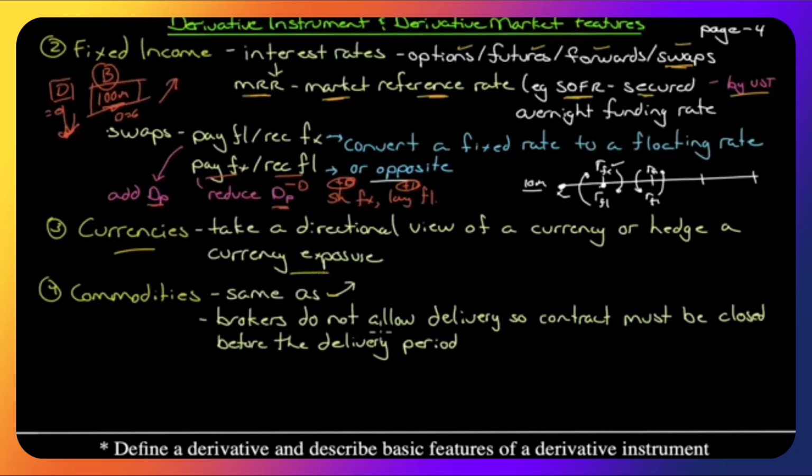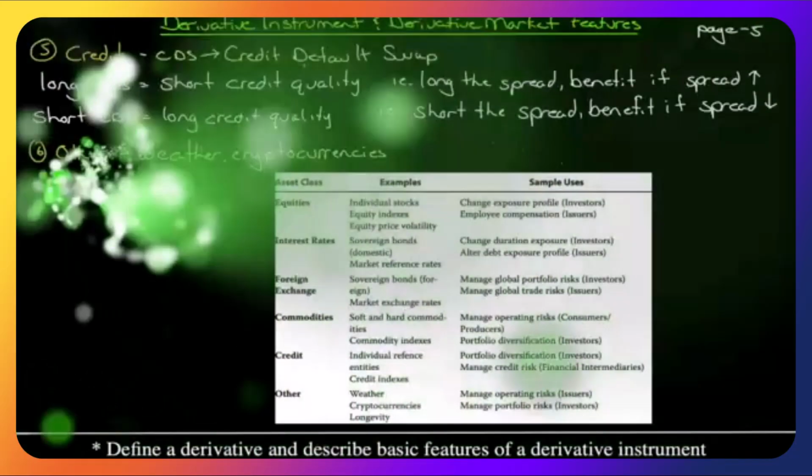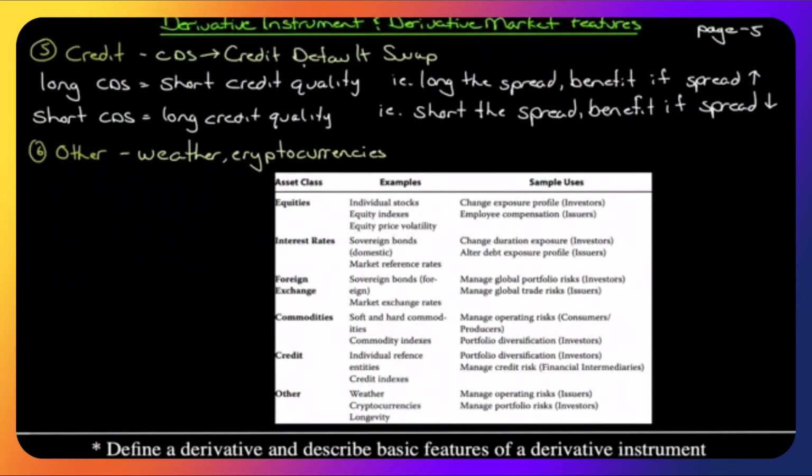Brokers do not allow delivery if the underlying is physical, and even for contracts like ZN and ZT. The 2-year contract. Remember, we looked at it on the other screen. It was a $200,000 6% generic bond. Some brokers will not allow delivery of that underlying, so the contract has to be closed before the delivery period begins. Next, we have credit. The big one there is the CDS, the credit default swap.